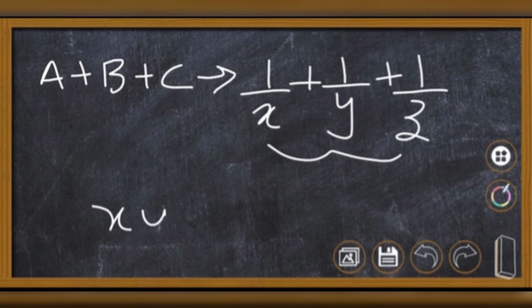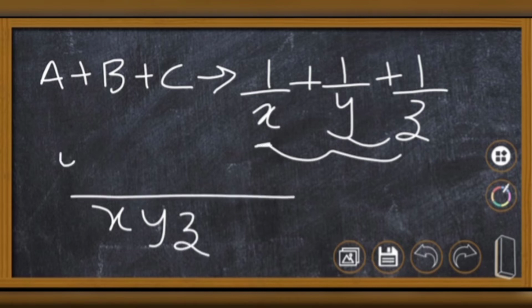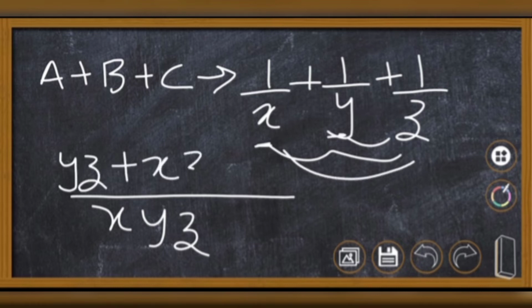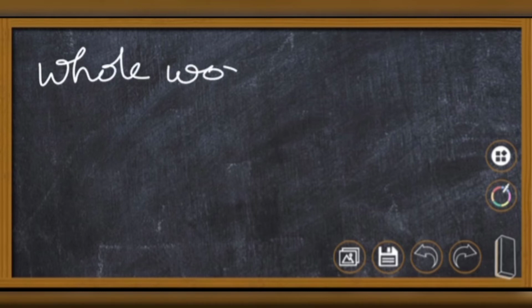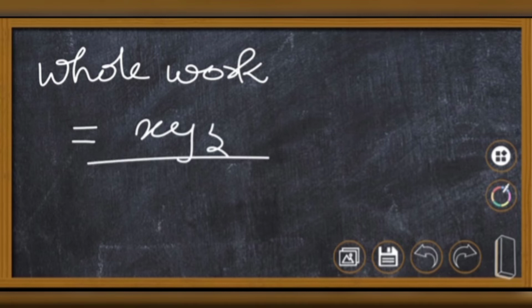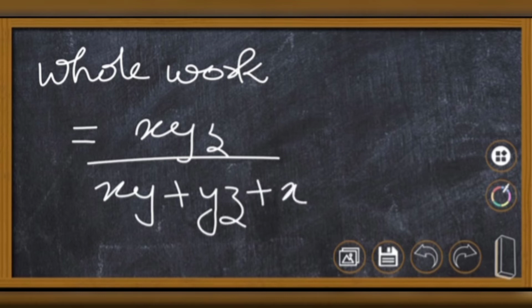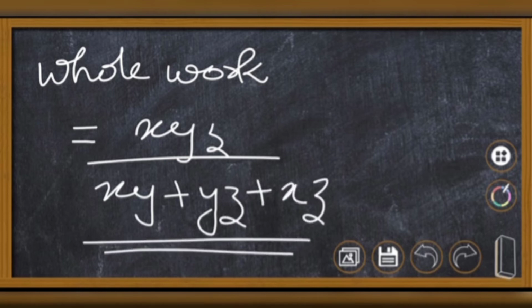Okay, so their LCM is xyz, which gives yz plus xz plus xy. So this is their one day's work. Now the whole work will be completed in, what will be the answer? The reciprocal of this, that is xyz divided by xy plus yz plus xz. So when a question comes, you can directly apply this equation.